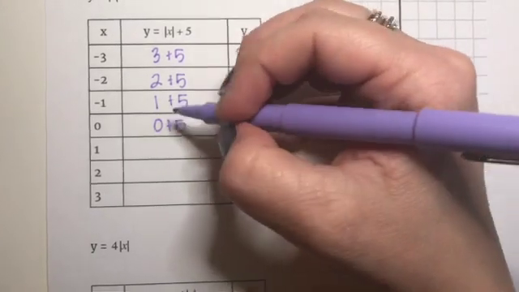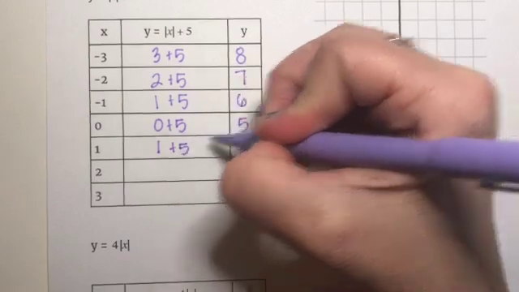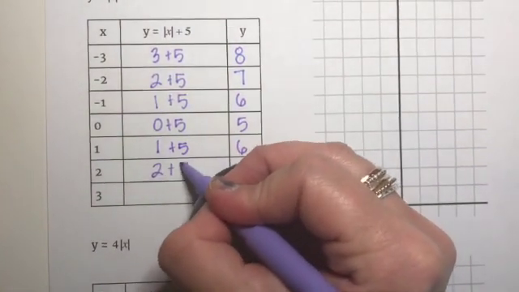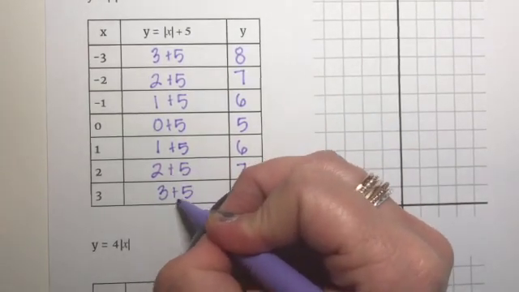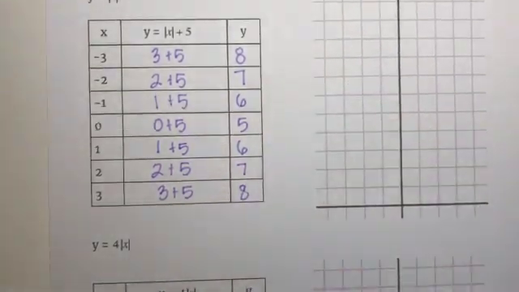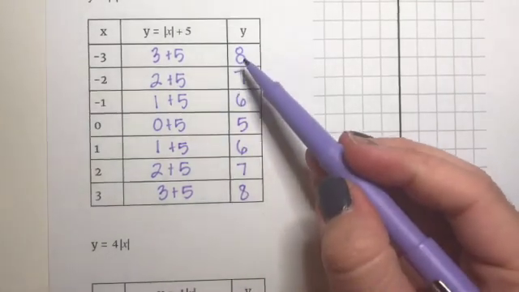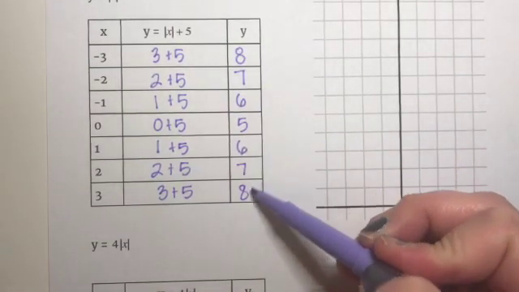So what's the absolute value of positive 1? 1. Plus 5 is 6. The absolute value of 2 is 2. 2 plus 5 is 7. And the absolute value of 3 is 3. And 3 plus 5 is 8. Okay, so what you'll notice is we still have a pattern, but here it's almost linear, right? It's going down 1, down 1, down 1. Then it goes up 1, up 1, up 1.